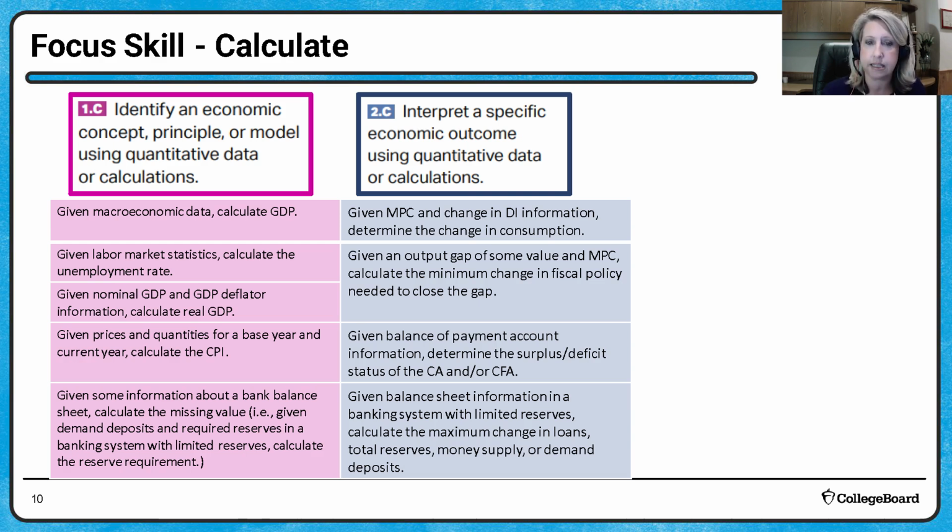In skill category 2, we have 2C, which is interpret a specific economic outcome using quantitative data or calculations. And here's another list. It's again the kind of thing that you might be asked. You probably won't be asked all of them, but you may be asked one of these or something very similar to it. So we're given some information and we have to interpret that information. That's what skill category 2C questions are asking us.